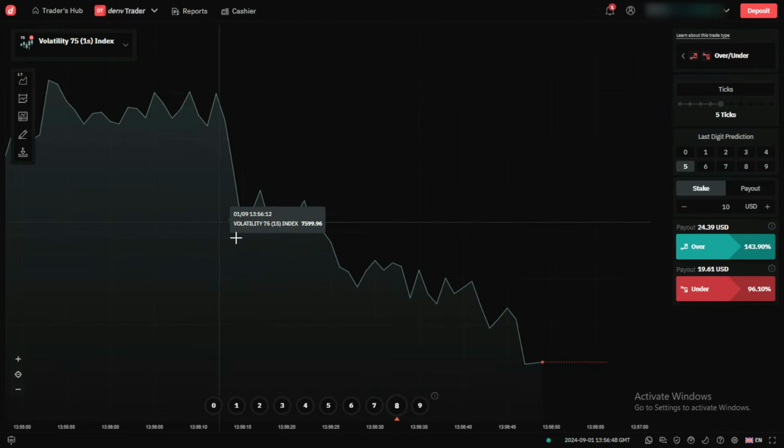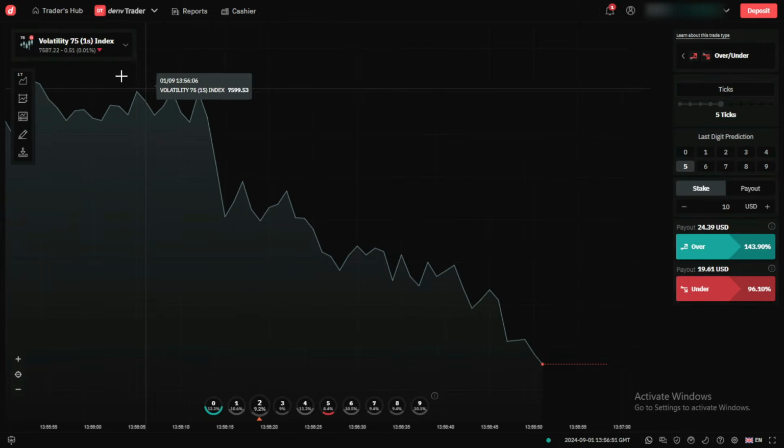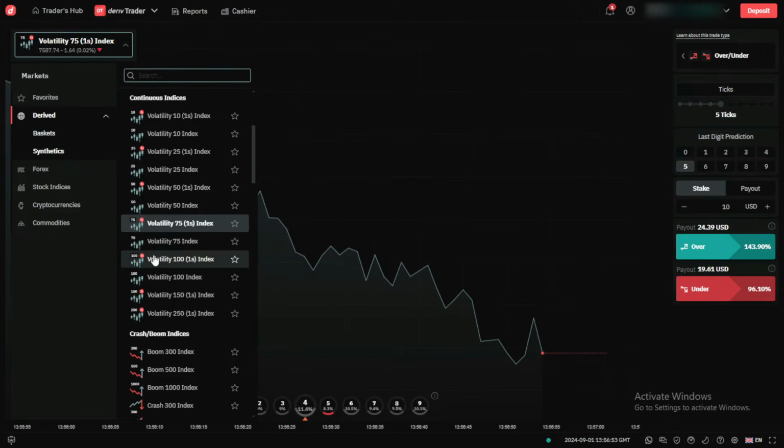So volatility 1S is faster and more reliable. So we'll look for a good market. Let me look. Okay, this one is not a perfect one, guys. But I hope you've all understood.